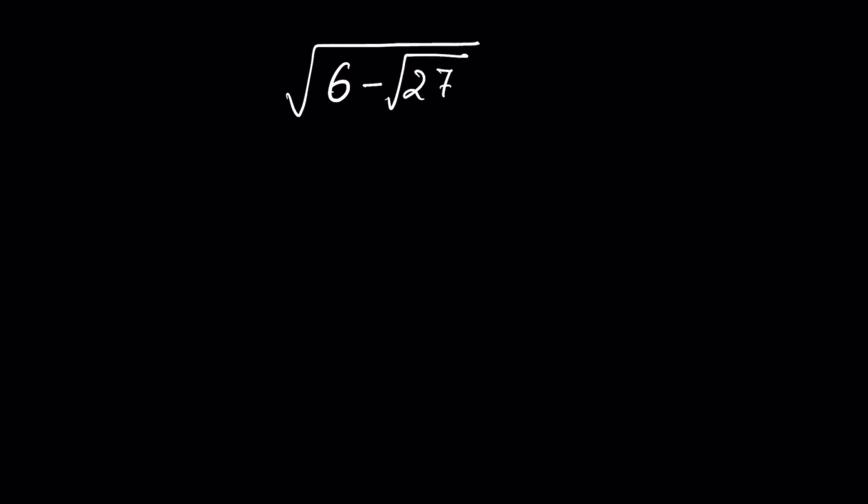Square root of 6 minus square root of 27, all under square root. We have to simplify this. Let's try. So first we will have to simplify the square root inside the square root.